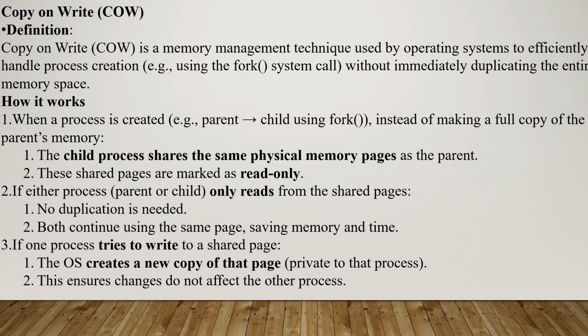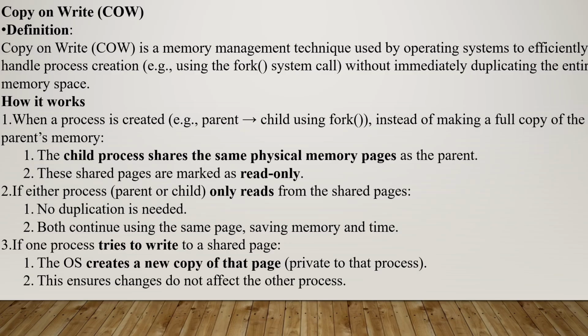Let's have a look at copy on write. We simply call it COW. So what is COW? That is copy on write. It is a method used by the operating system to handle process creation more efficiently, especially when a process is duplicated, like when we use the fork function, which is a system call in Unix-based systems.